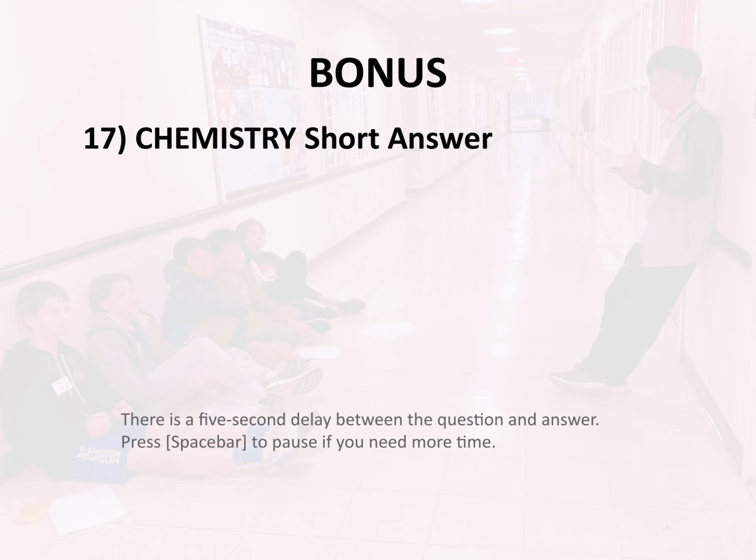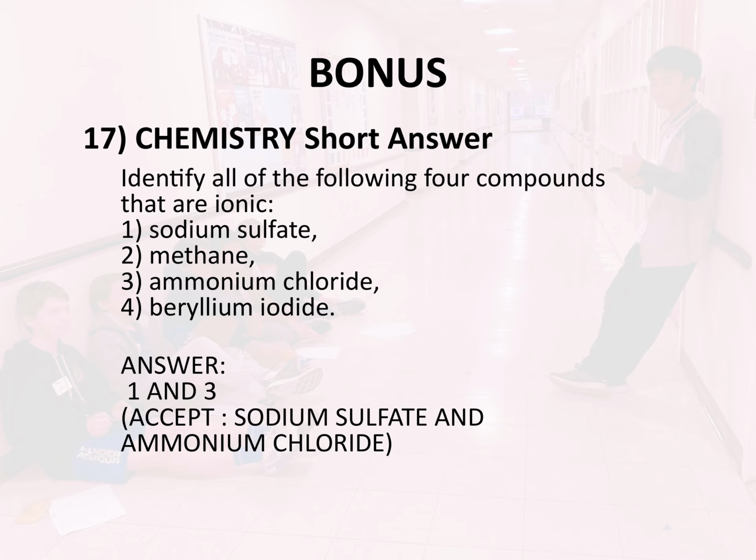Bonus 17. Chemistry. Short answer. Identify all of the following 4 compounds that are ionic. 1. Sodium sulfate. 2. Methane. 3. Ammonium chloride. 4. Beryllium iodide. Answer 1 and 3.